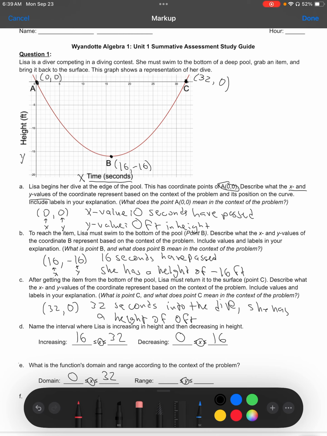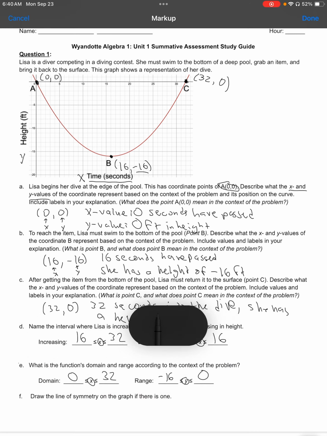Then for the range, we're looking at the y values. So the y values is the height. We always want to start with the lowest it goes and then go up to the highest. So the lowest it goes is at point B, and that has a height of negative 16. So the negative 16 is where that range would start, because that's the lowest it goes. And then the highest it goes is up at either points A or C. They both have the same height when she's back up to the surface of the pool, and that is when she has a height of 0 feet. So the range is from negative 16 to 0 feet.